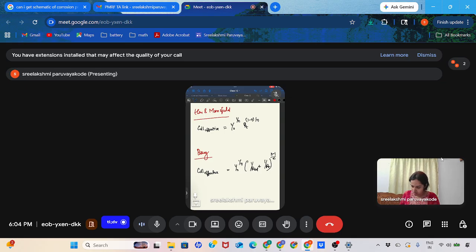Then after that we looked into some of the models that we use in order to calculate the double layer capacitance behavior when this depressed semicircle comes, and we said it's Hamanfield's formula, and also the Brug formula.